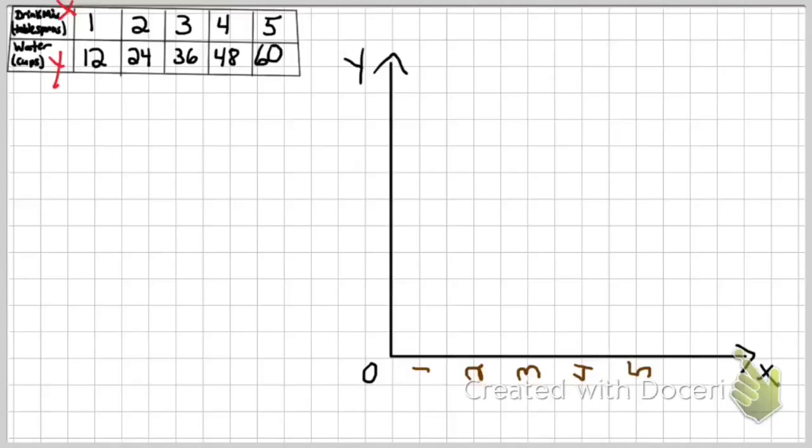My lines are labeled. This is drink mix in tablespoons, so I write drink mix. My unit is in parentheses, which is in tablespoons. So I know that each one of these numbers counts for tablespoons of drink mix. Now I'm ready to go ahead and label my y-axis.